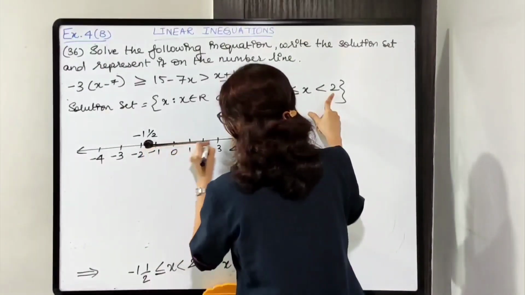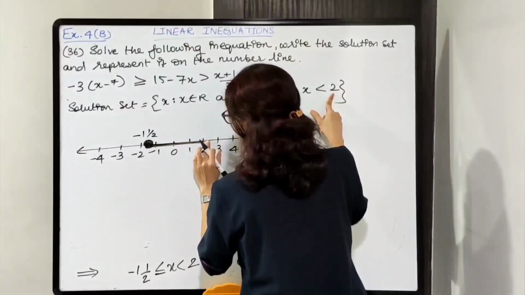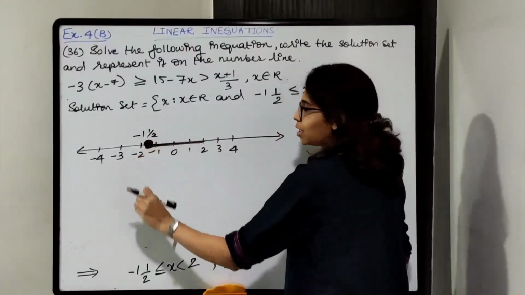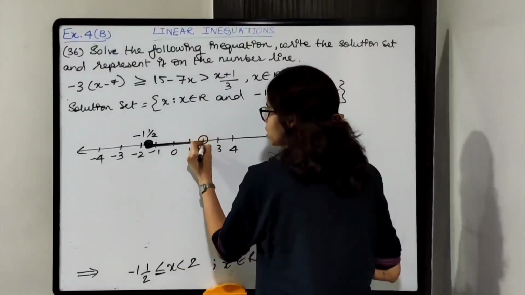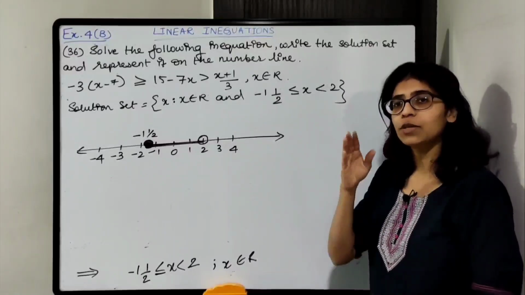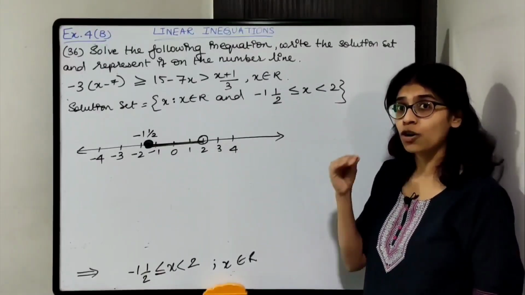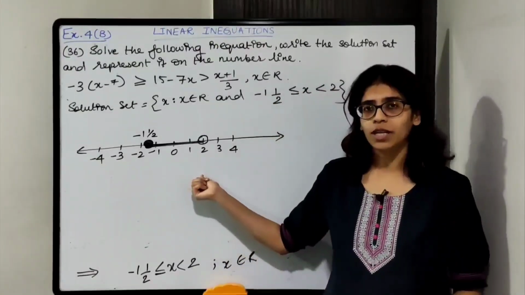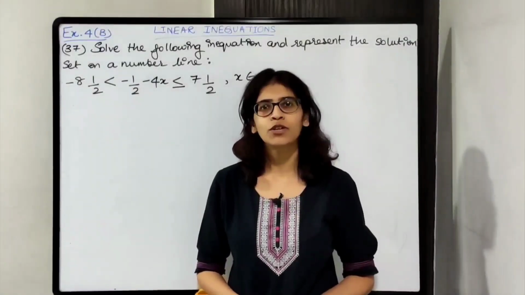So up to 2 है. Okay, with the help of scale, darken the line. Okay, pencil से पूरा dark कर दो. Up to 2. So circle 2. Will you fill it? No, because it is not equal to 2. It can be 1.99999, but not 2. Okay. So this will be the plotting on the number line. Moving on to next question.